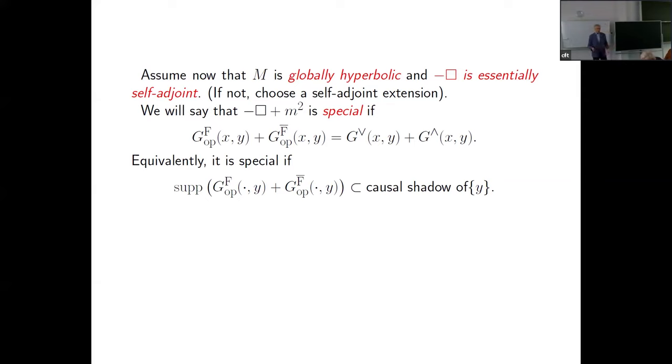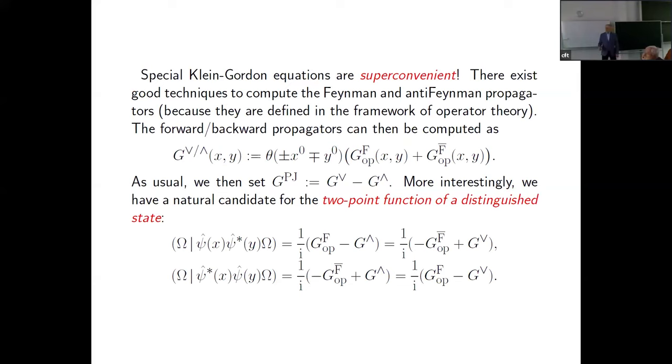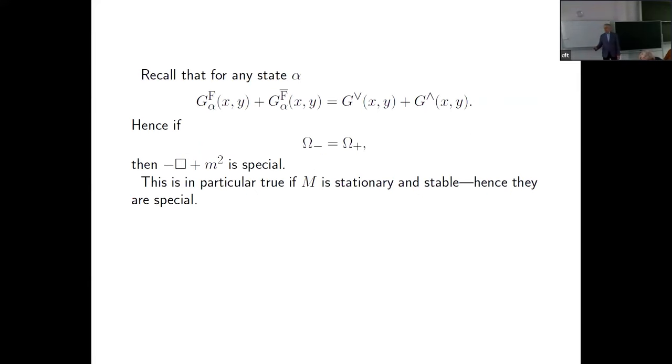We didn't know how to call it in a more intelligent way. Now, an equivalent definition is that the support of the sum of the Feynman and anti-Feynman propagators is causal. Now, if you have a special Klein-Gordon equation, then this is very nice, because from the operator-theoretic propagators, by putting the Heaviside functions, you get the forward and backward propagators. So you get the formulas easily. And also you have two-point functions. So this computation is nice.